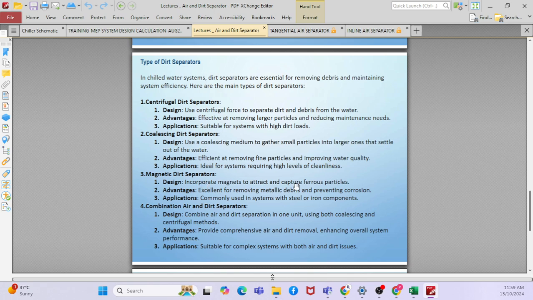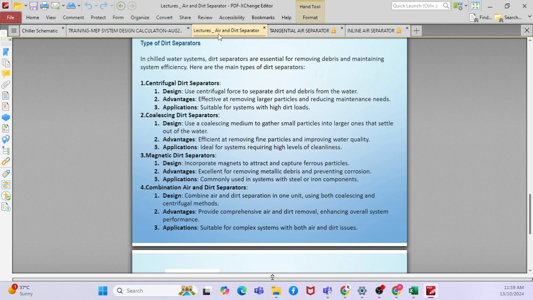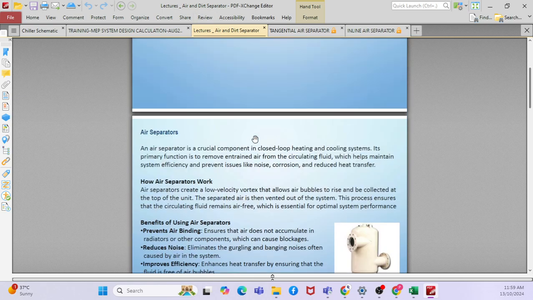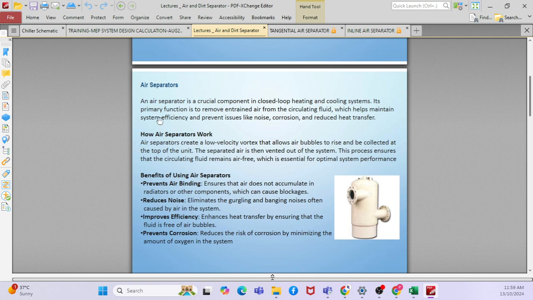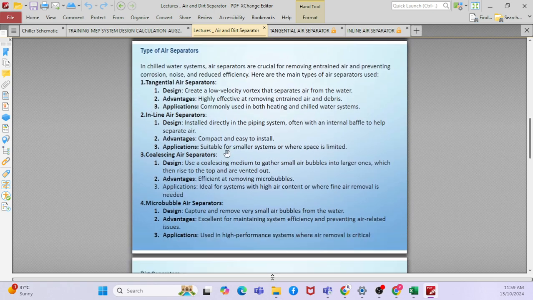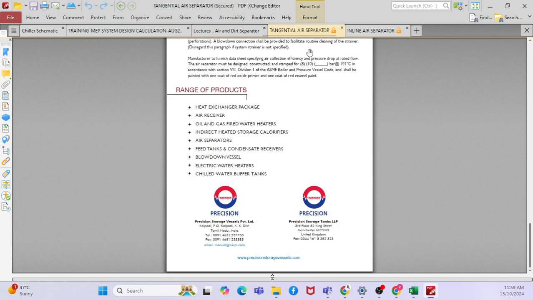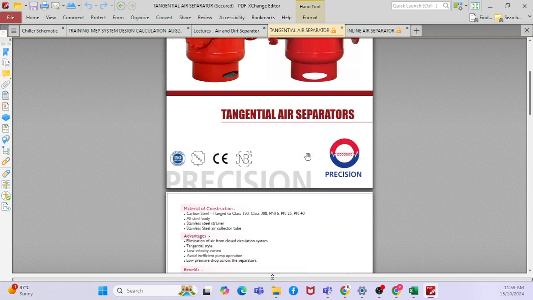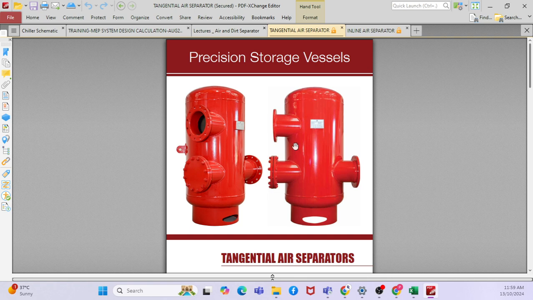Clear, right? Just to make it complete, I have prepared the lecture here, so you can go through it. What is an air and dirt separator? An air separator removes air bubbles from the system. Then you can see the types of air separator: tangential and inline type. Tangential and inline types are applicable for both dirt separator and air separator. A combination is also available, or a separate individual system is also available.